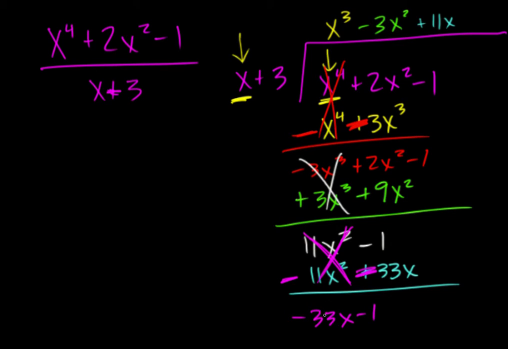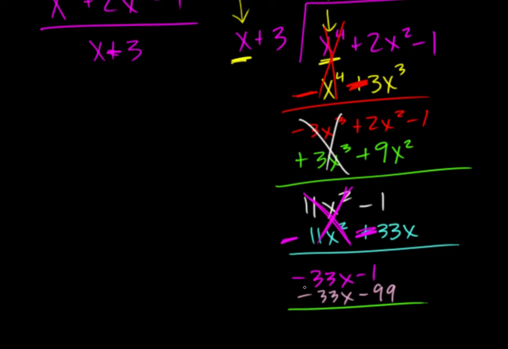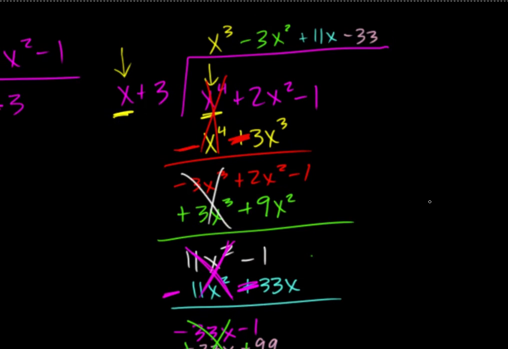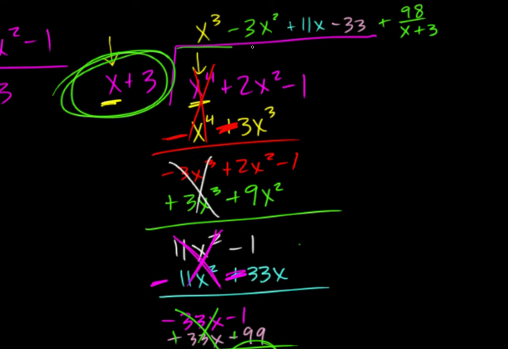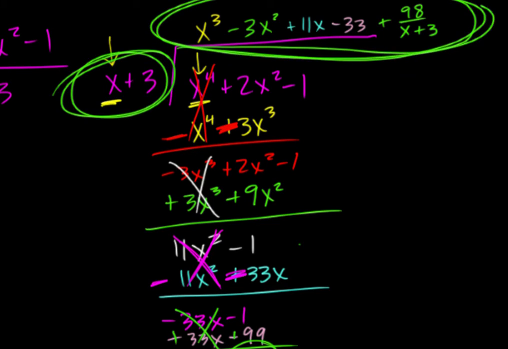We want the x to turn into negative 33x, so that's negative 33. Multiply it back, negative 33x minus 99. And then we want to change the signs, so these cancel, and then this becomes 98. So 98 is the remainder. But the way that you do a remainder with polynomial long division is you take the remainder and you put it over this. So our final answer is all the stuff right there. Okay.